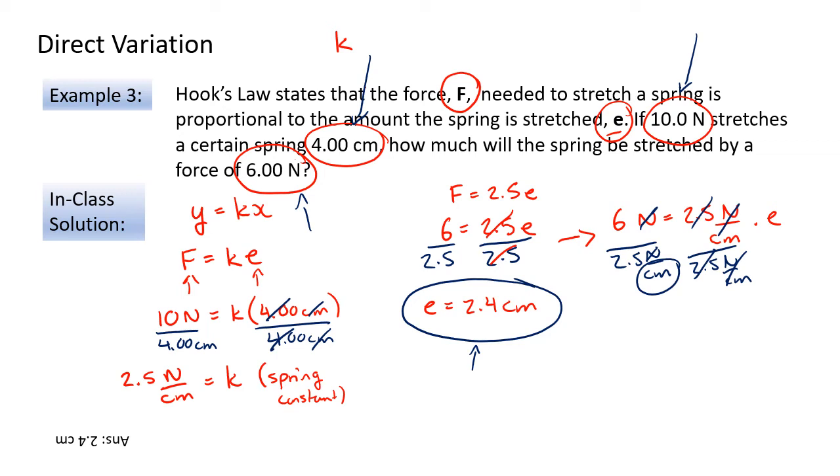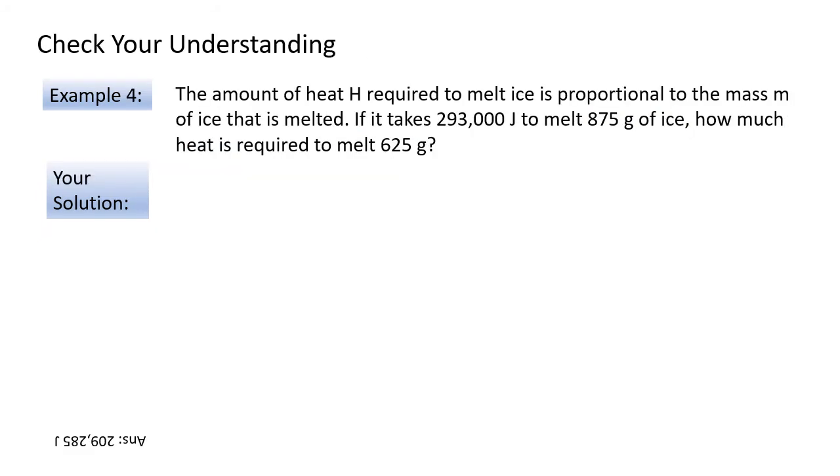Okay, let's look at a second example. The amount of heat H required to melt ice is proportional to the mass of ice that is melted. If it takes 293,000 joules to melt 875 grams of ice, how much heat is required to melt 625 grams? Again, we're seeing that the amount of heat, they're calling H, is proportional to the mass M of the ice that's melted.